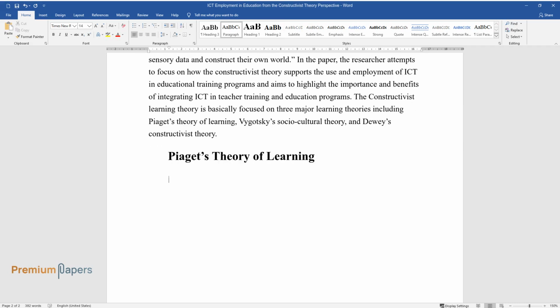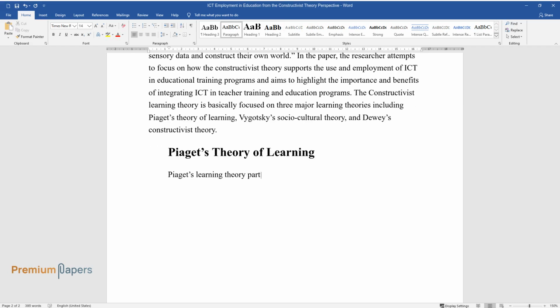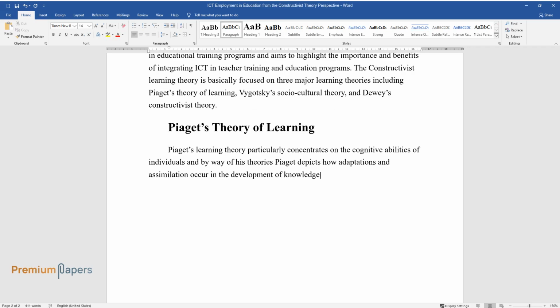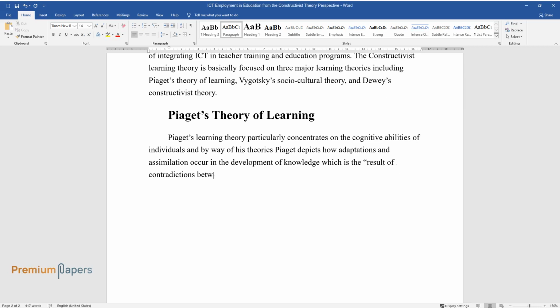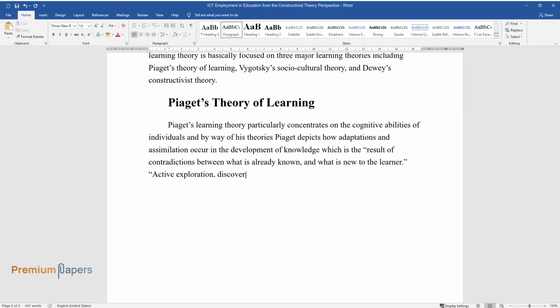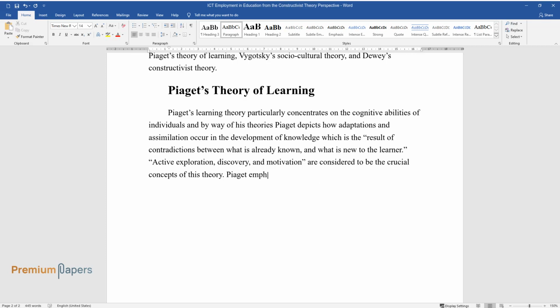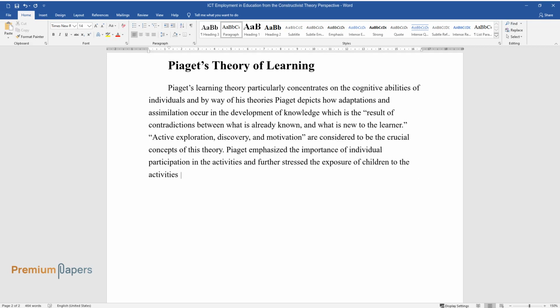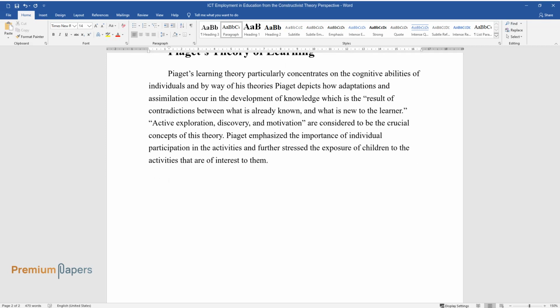Piaget's theory of learning. Piaget's learning theory particularly concentrates on the cognitive abilities of individuals, and by way of his theories, Piaget depicts how adaptations and assimilation occur in the development of knowledge, which is the result of contradictions between what is already known and what is new to the learner. Active exploration, discovery, and motivation are considered to be the crucial concepts of this theory. Piaget emphasized the importance of individual participation in the activities and further stressed the exposure of children to the activities that are of interest to them.